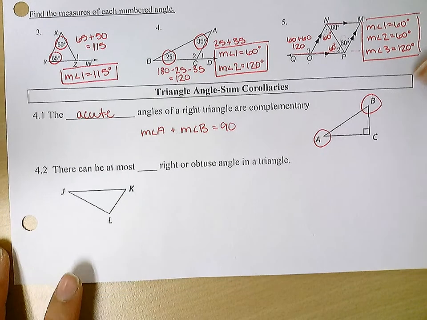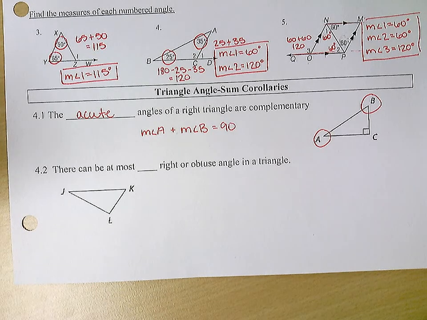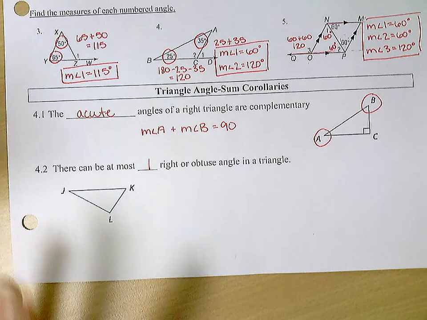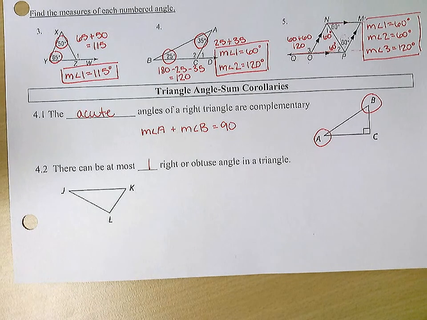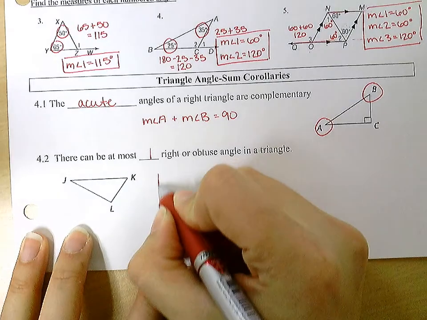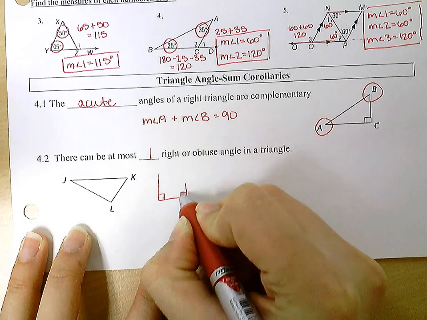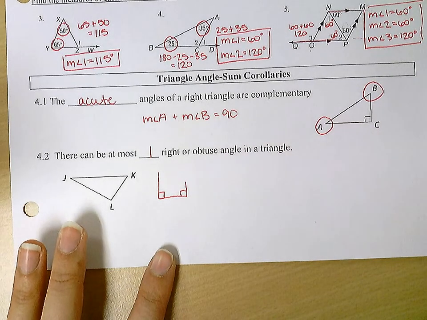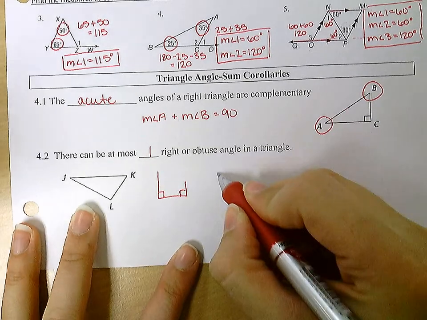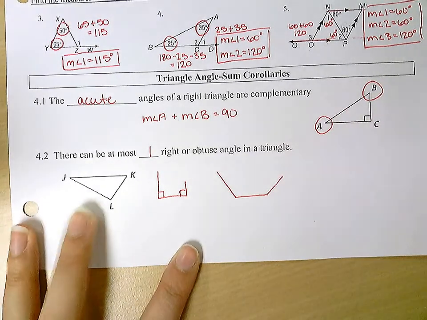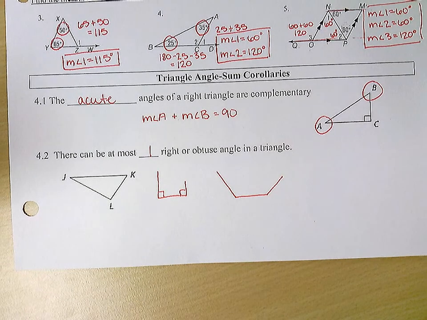Okay, the second corollary, there can be at most one right or obtuse angle in a triangle. You cannot have two right angles. You cannot have two obtuse angles within a triangle. If I have two right angles, your triangle doesn't make sense. Doesn't close. It's not a triangle. If I have two obtuse angles, again, doesn't close. Doesn't make sense. Okay, you can only have one right or one obtuse angle. So it's a good way to check if you did your math correctly. Questions on those before we do some more examples?